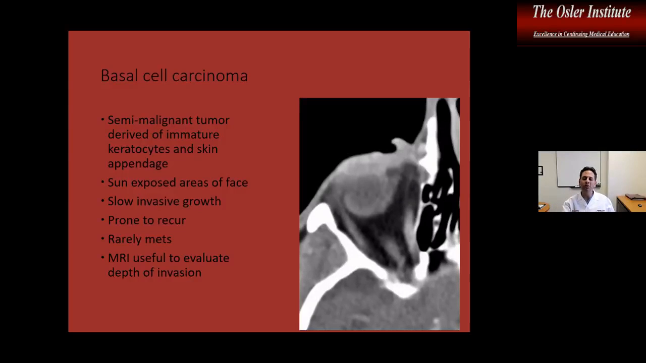But if it goes into the orbit, we can't really get clear margins. Once something's in the orbit, to truly get rid of it, you have to do an exenteration. But now we have other p53 inhibitors and other oral medication too that can slow down its growth. So in someone who doesn't want that invasive surgery, you can do that too and see if it responds.